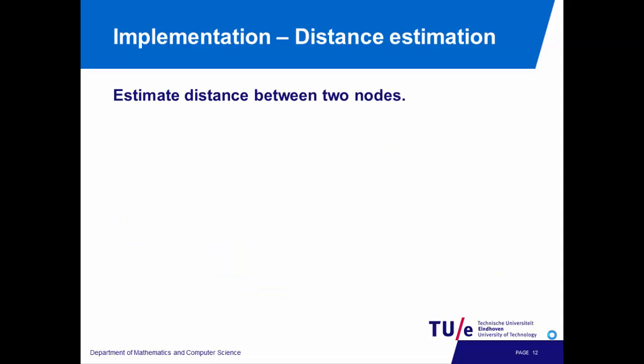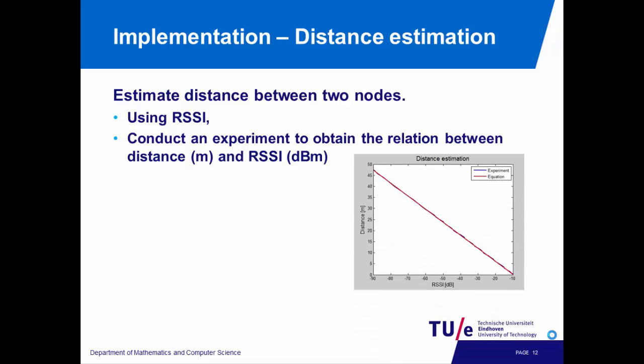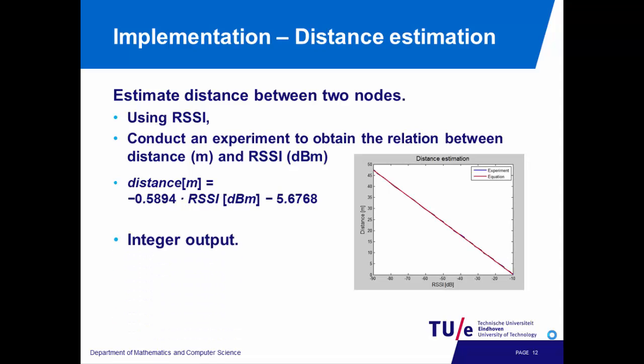The first step is to estimate the distance between any two nodes using received signal strength indicator. This is a hardware link quality estimator and is readily available in almost all wireless sensor nodes. To obtain a relation between RSSI and distance, we conducted an experiment with different distances between two nodes and corresponding RSSI values and plotted them. From the graph, we see that these two are linearly related and is given using this formula. Since a regular wireless sensor node is not advised to perform any floating point operations due to its high processing power requirements, the distance here is rounded to the nearest integer.